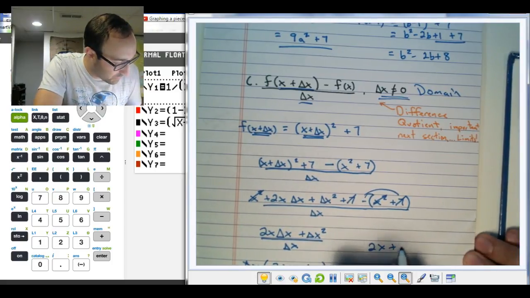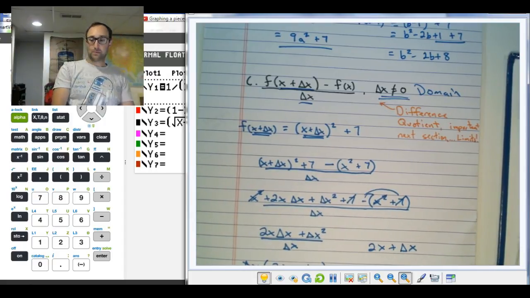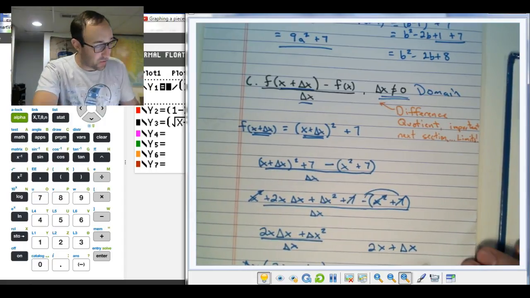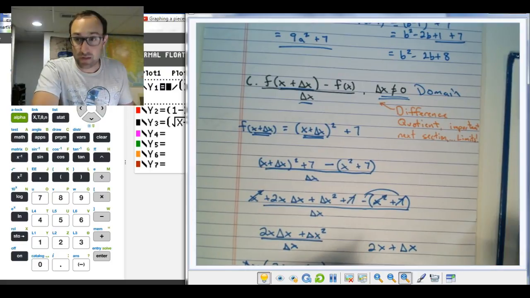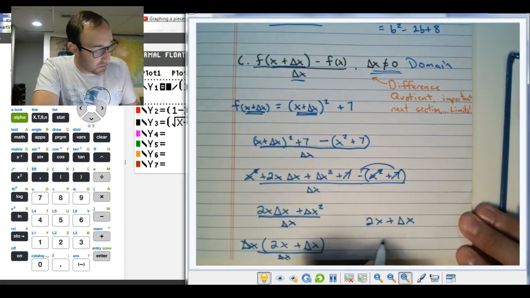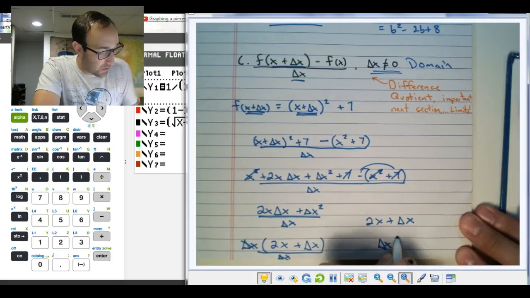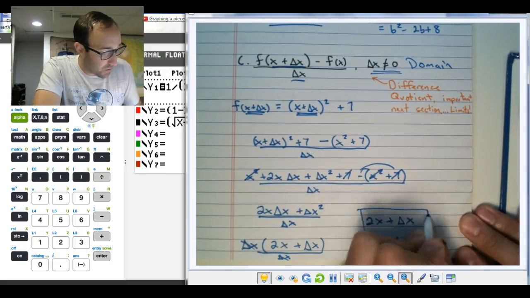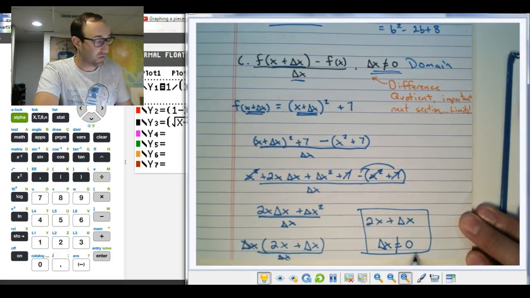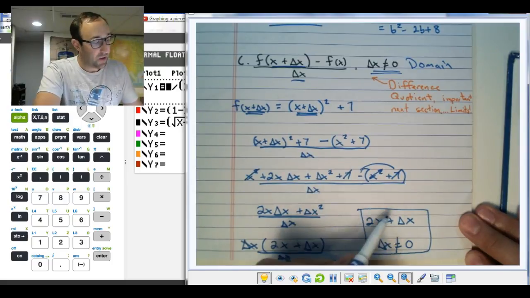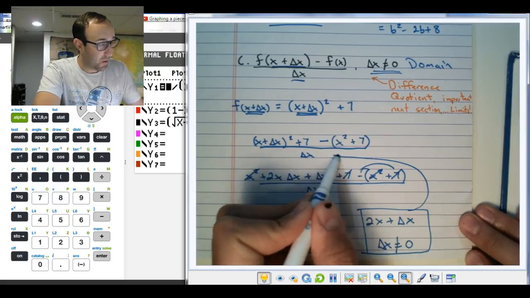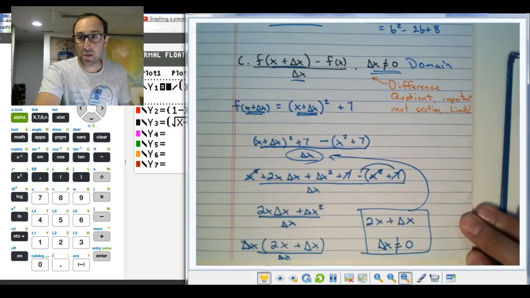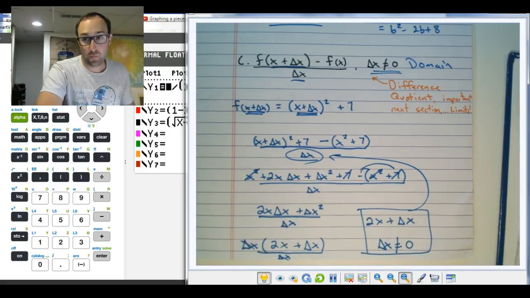so we'd be left with 2x plus delta x. All right, and remember, we also are going to say this just for the domain, that delta x cannot equal 0. So we're going to include that in there. And why can't delta x equal 0 even though we're not dividing anymore? Because before we simplified it, we were dividing by delta x, and we don't want that to equal 0. All right, so there is example number 1.